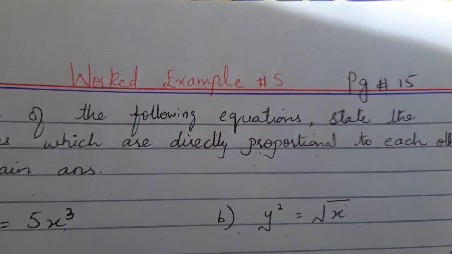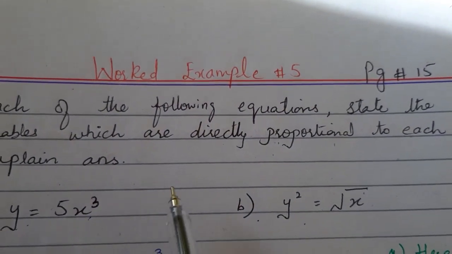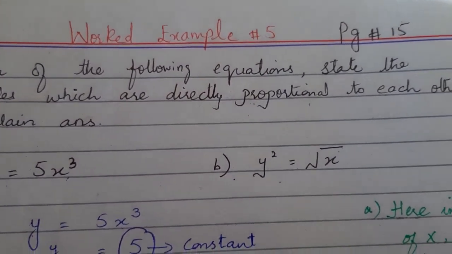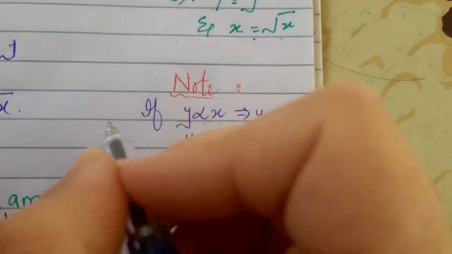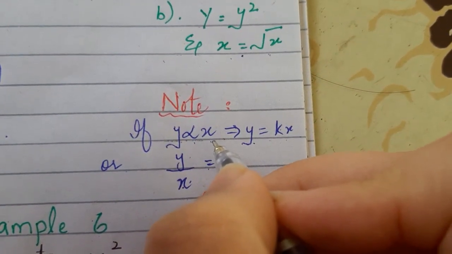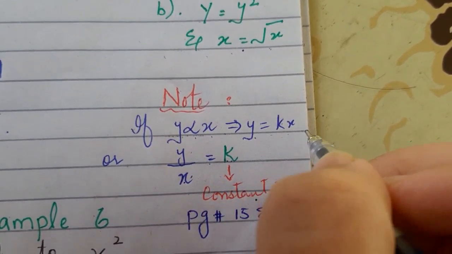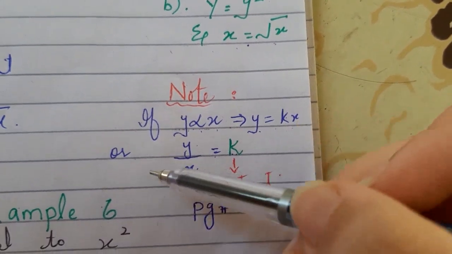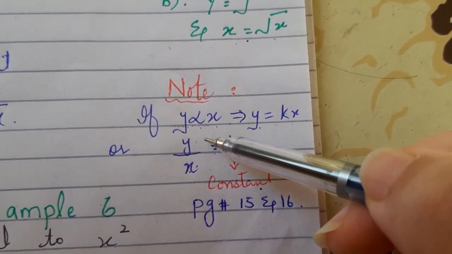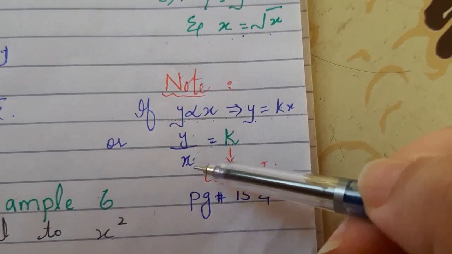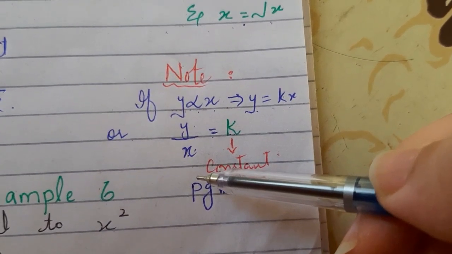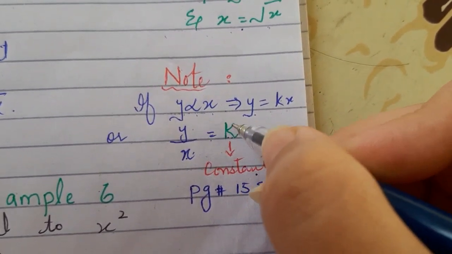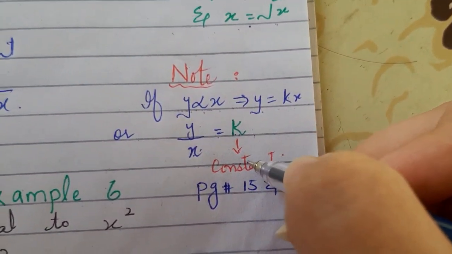But we have to tell which two variables are directly proportional to each other. How can we check it? Here is a note: if y is directly proportional to x, what does it mean? That y is equal to kx, or y divided by x is equal to k. So to check which two variables are directly proportional, divide both of them, and the answer must be equal to k. And what is k? K is a constant.